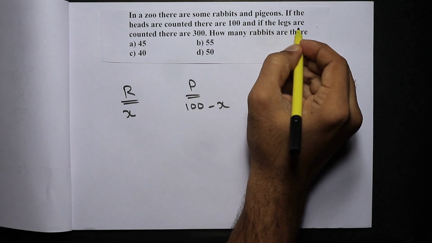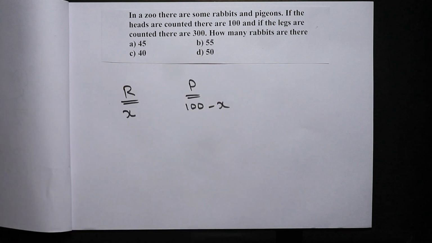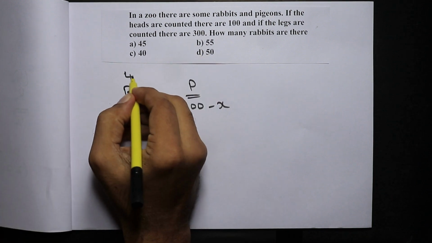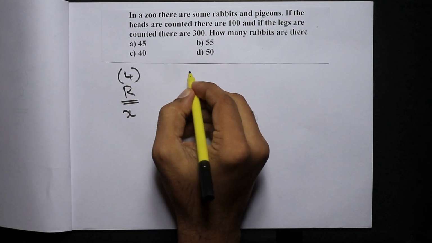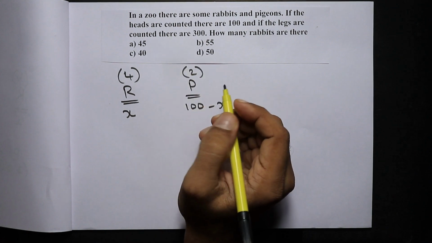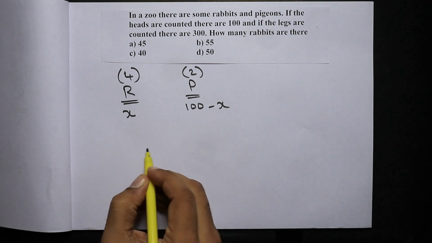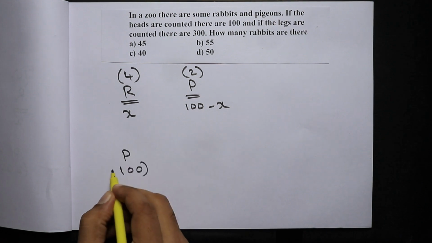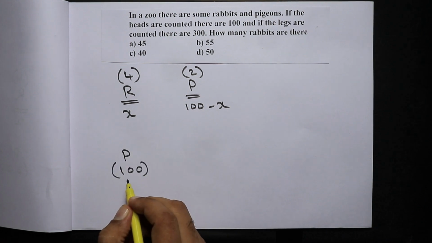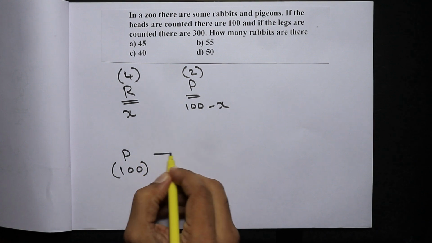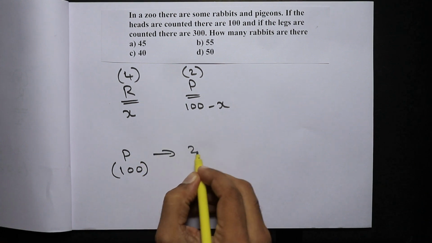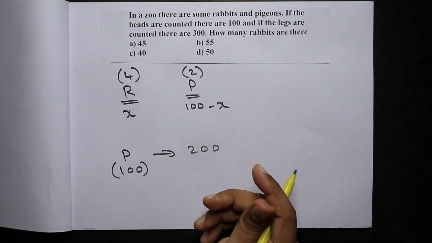Now if the legs are counted, there are 300 of them. Now each rabbit will have 4 legs and each pigeon has 2 legs. The total number of legs is 300. Now assume that all the animals are pigeons. That is 100 of them, all of them are pigeons. If they are all pigeons, each pigeon will have 2 legs. So altogether 200 legs will be there.